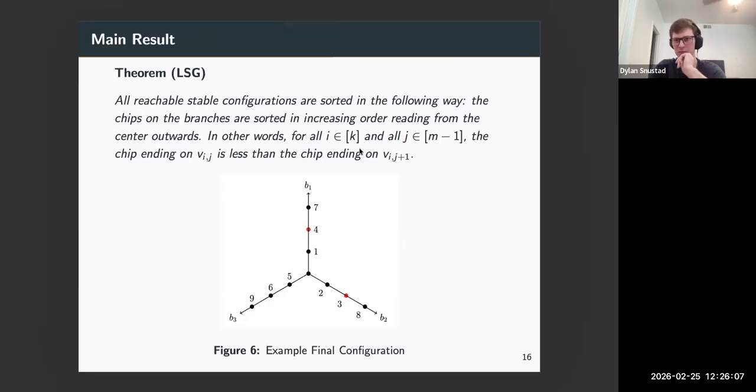And then the main result is pretty nice as well. This theorem is kind of wordy, but all it's saying is if I look at any specific branch, so here I have branch B1, and I start from the bottom and work my way up, I'm always going to be increasing. So here I go 1, 4, 7, 2, 3, 8, 5, 6, 9, right? So using this Klivans poset idea, I'm able to show that we always get some sort of nice sorting property along each branch.